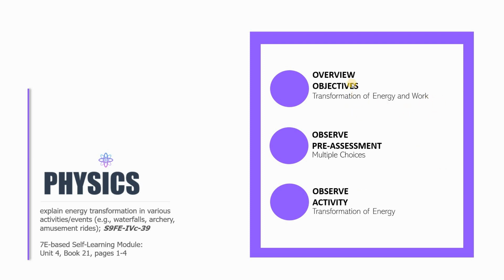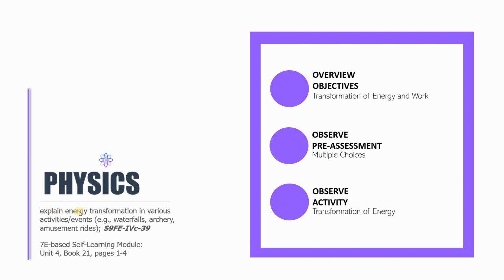The first part is an overview of the objectives on the transformation of energy and work, which is actually the title of this new book. The second part will be a pre-assessment, multiple choice. And then the last part will be an activity where we are going to explore some common examples of energy transformations. In this book, we are going to target the following learning competency.